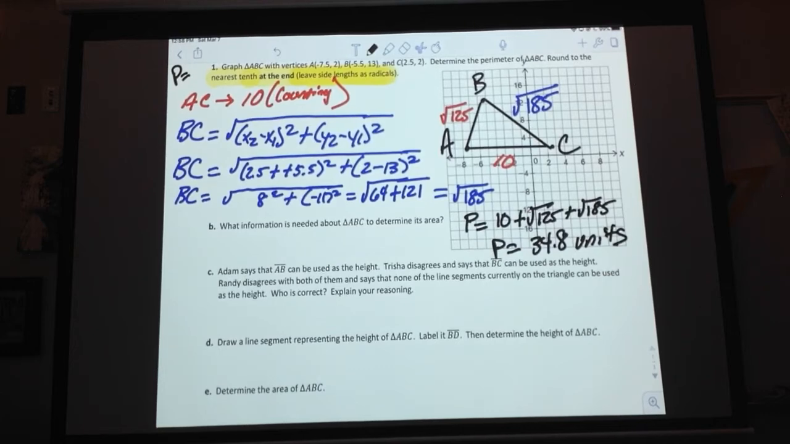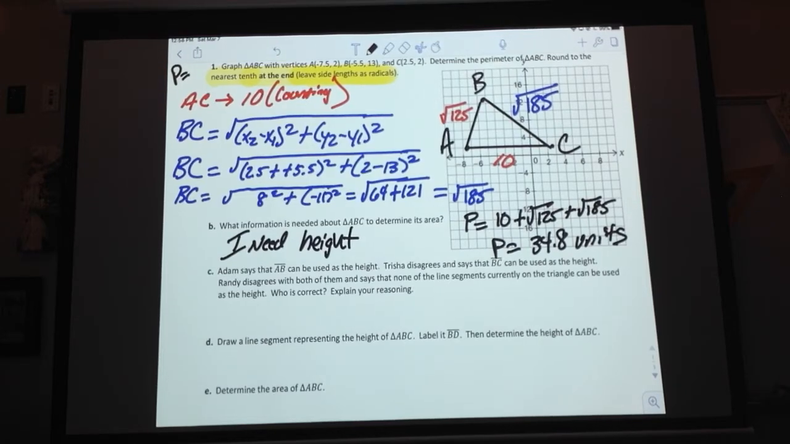Now, the next question says, what information is needed about triangle ABC to determine the area? Well, I'm going to need the height. I need height to be able to do it. I need to know how tall this triangle is in order to do it.